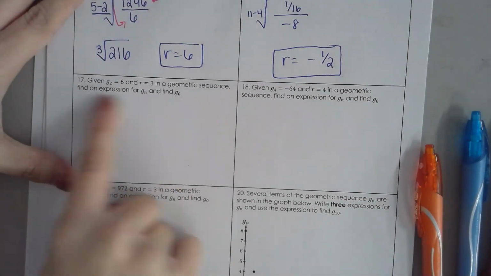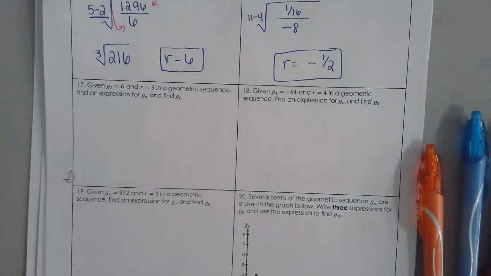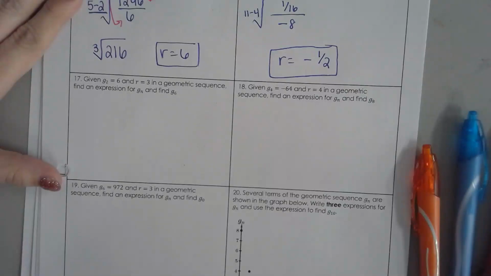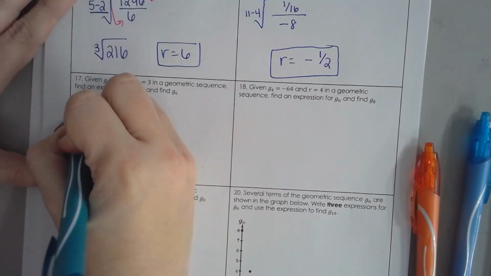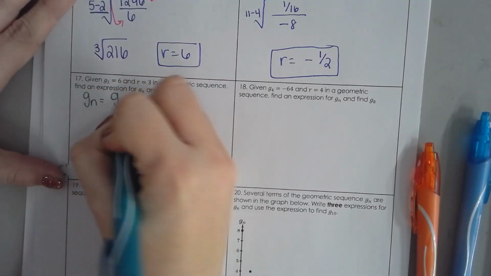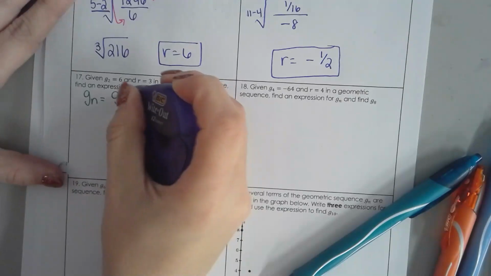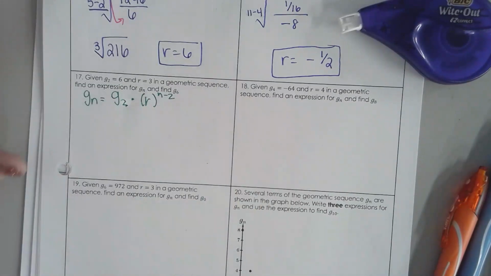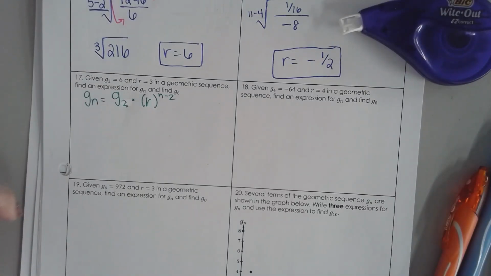All right, given G2 equals 6 and R equals 3, find an expression for Gn, which means write out the formula, and then find G6. You're not given G1, so probably the easiest thing to do would be to manipulate your formula. Use G2 times R to the n minus 2. You could also work backwards and find G1 in your head. Either works.